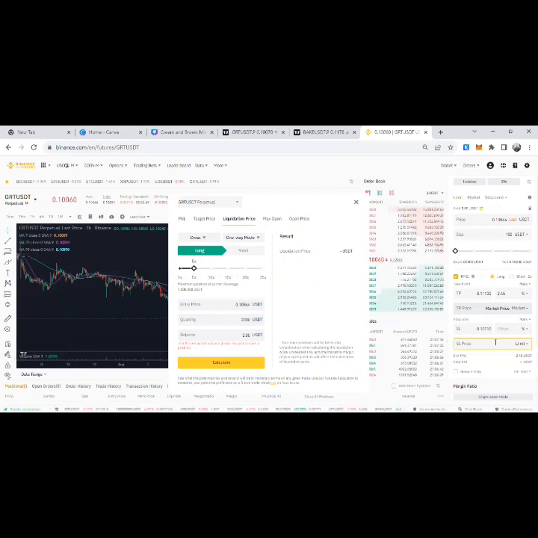Now, the last thing I said I want to call our attention to when trading futures is this right here. Cross. If you click on this arrow, we have cross and we have isolated.